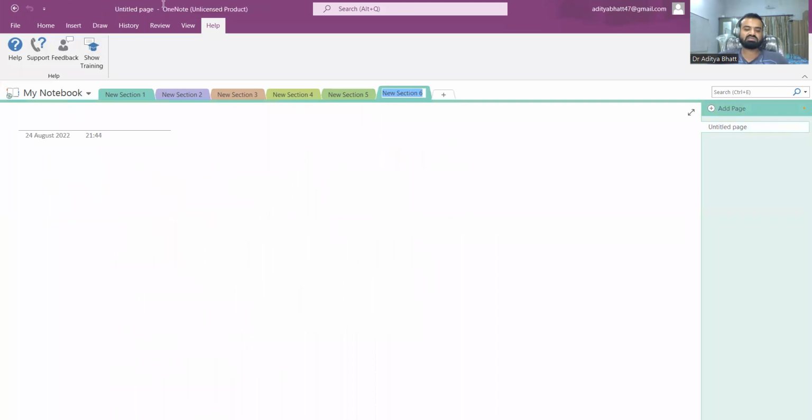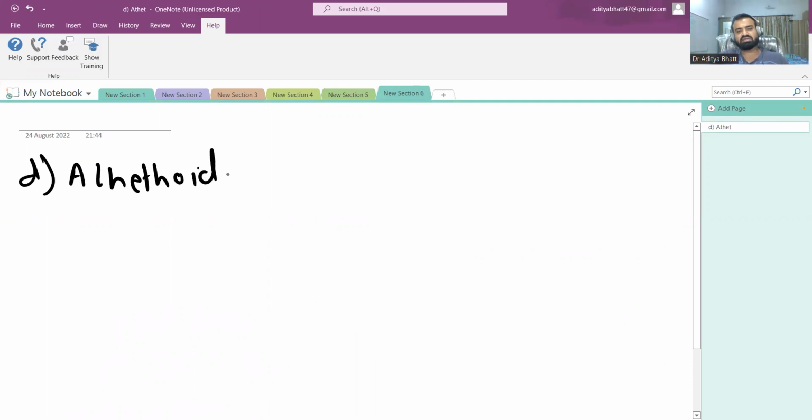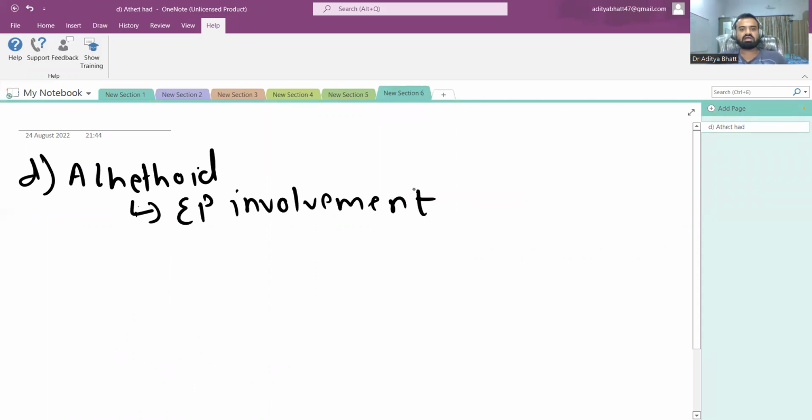The fourth CP is athetoid CP. There is also a fifth cerebral palsy, and that is atonic CP, and it is seen with cerebellar involvement. We'll see that next. So athetoid CP is choreo. There are choreoathetoid movements, so extrapyramidal involvement is there here, and usually the posterior putamen is the most common site.